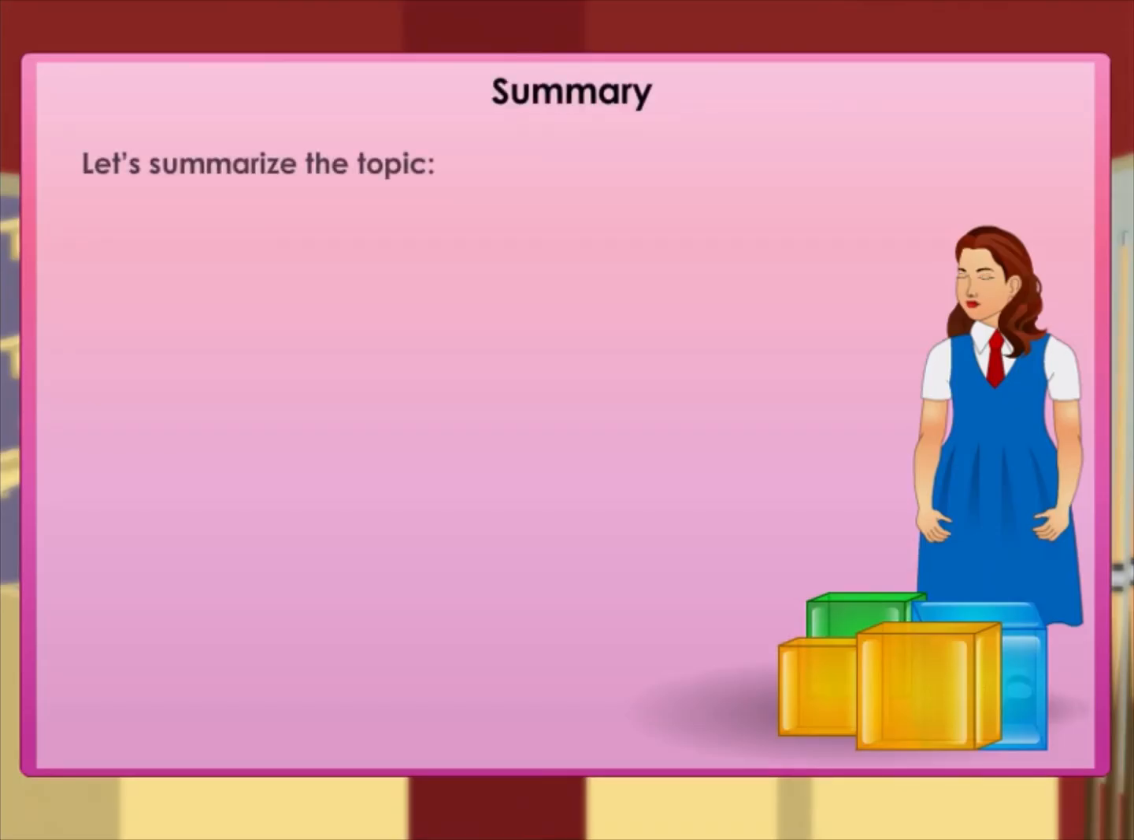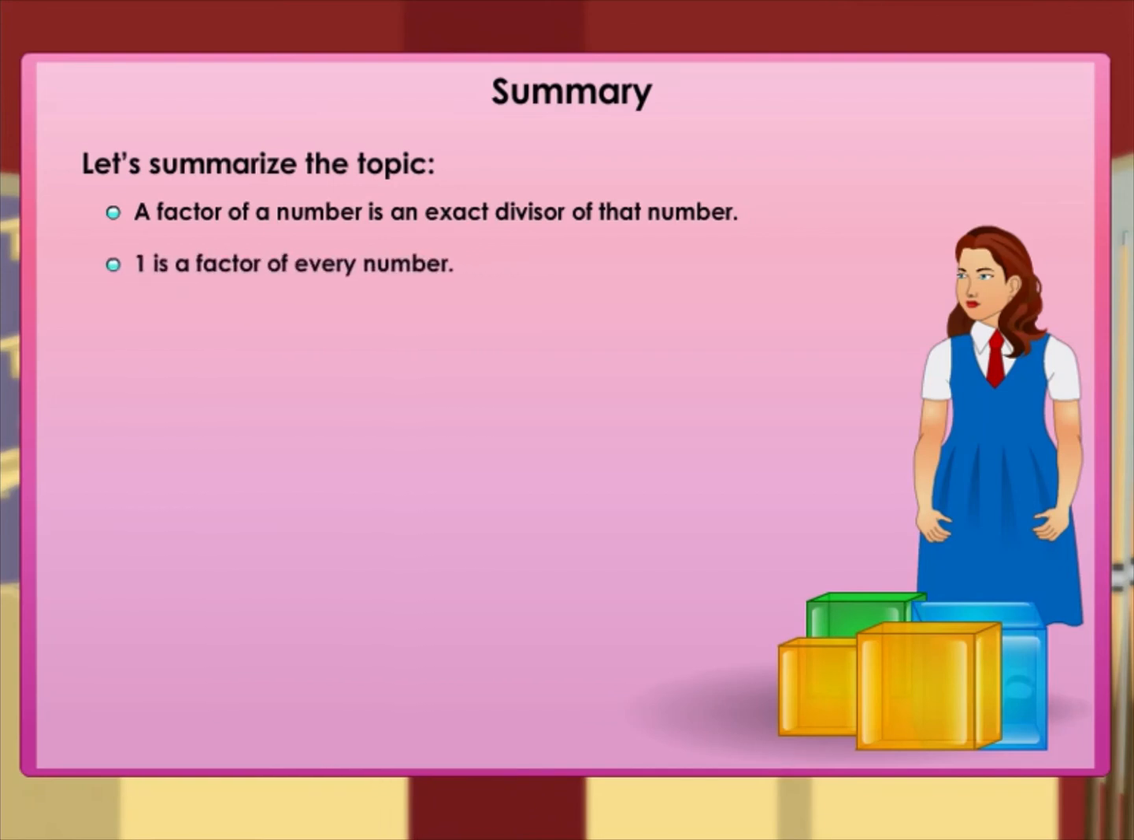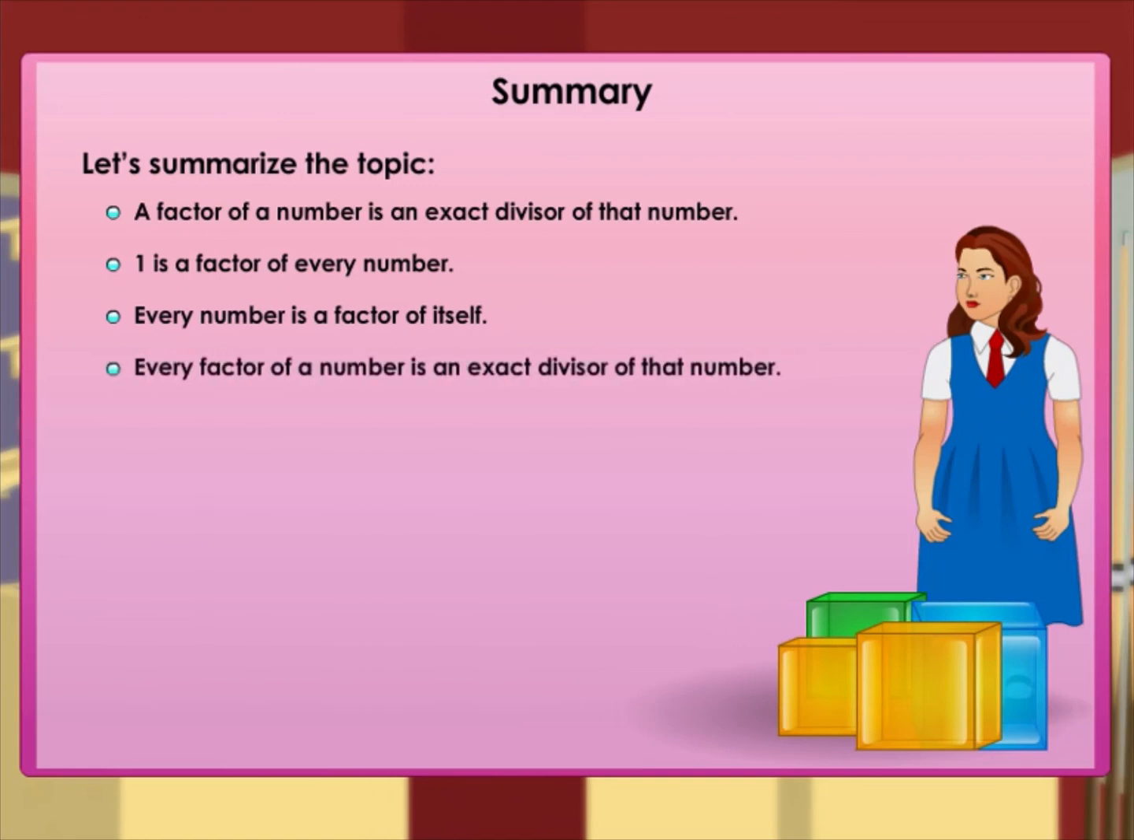Summary. Let's summarize the topic. A factor of a number is an exact divisor of that number. 1 is a factor of every number. Every number is a factor of itself. Every factor of a number is an exact divisor of that number. Every factor is less than or equal to the given number.